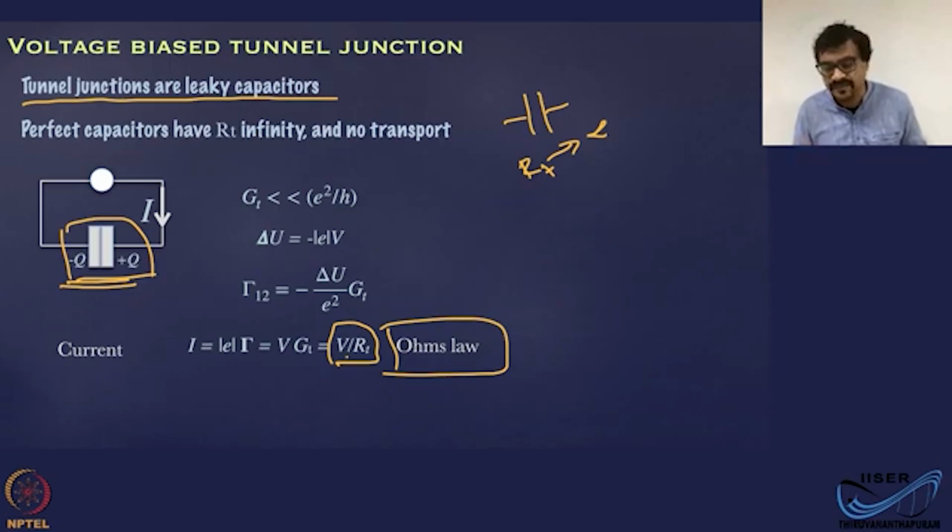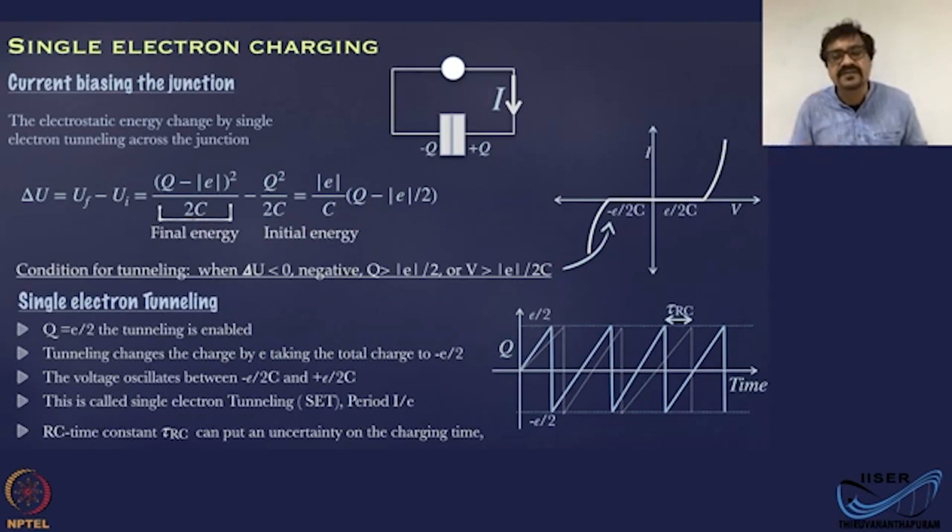Now, let us look at what happens when you have very small capacitance, or when you consider the charging part. In this case, let me assume that the junction is current biased. When I say current biased, it means there is a constant current applied. There is a current source which pushes the electrons at a constant rate. The current is constant. That will maintain a constant current, or the current source has a very large internal resistance.